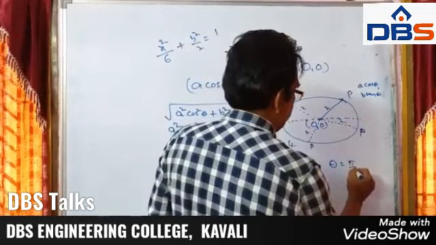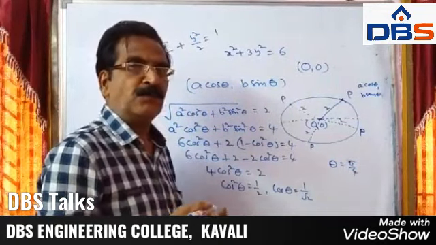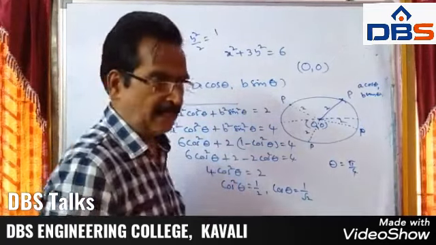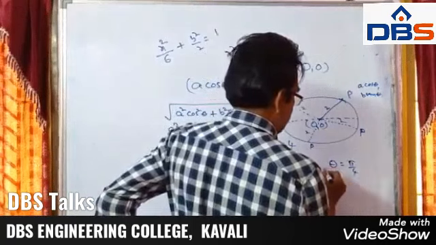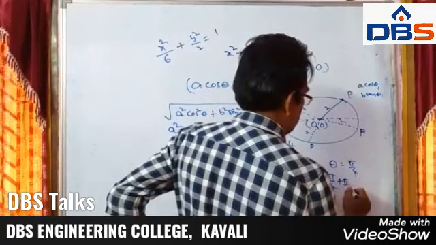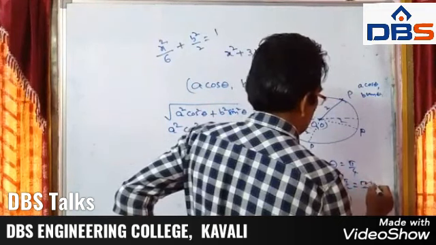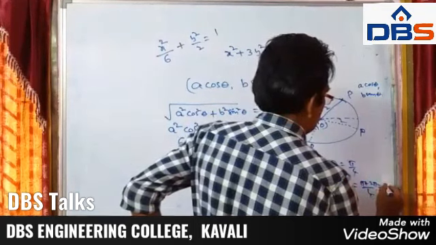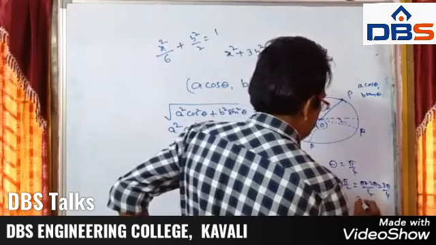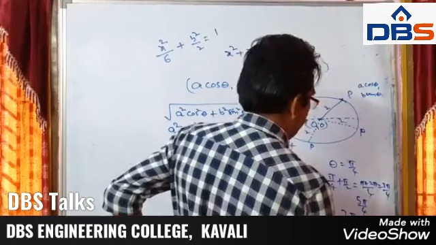Theta is equal to pi by 4. So now we have to add pi by 2 to get the remaining eccentric angles. So pi by 2 first one, and second one pi by 4 plus pi by 2 is equal to 3 pi by 4, and the next angle, plus pi by 2, becomes 5 pi by 4, and the next one 7 pi by 4.